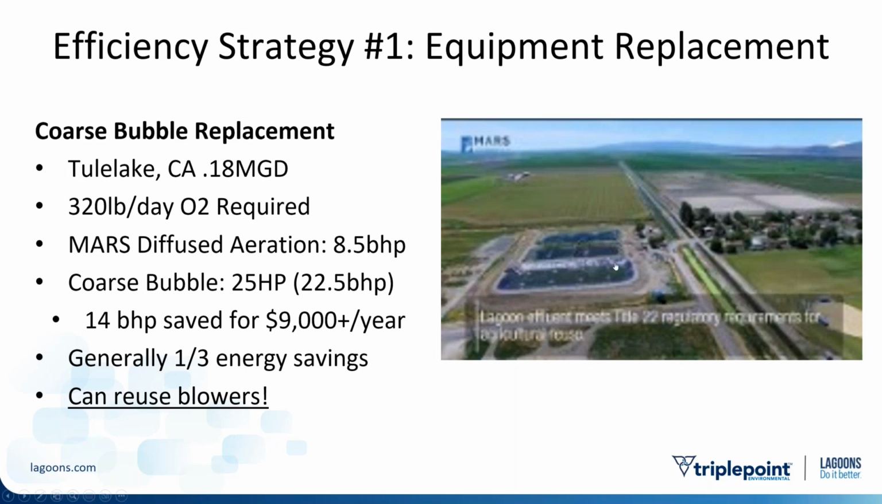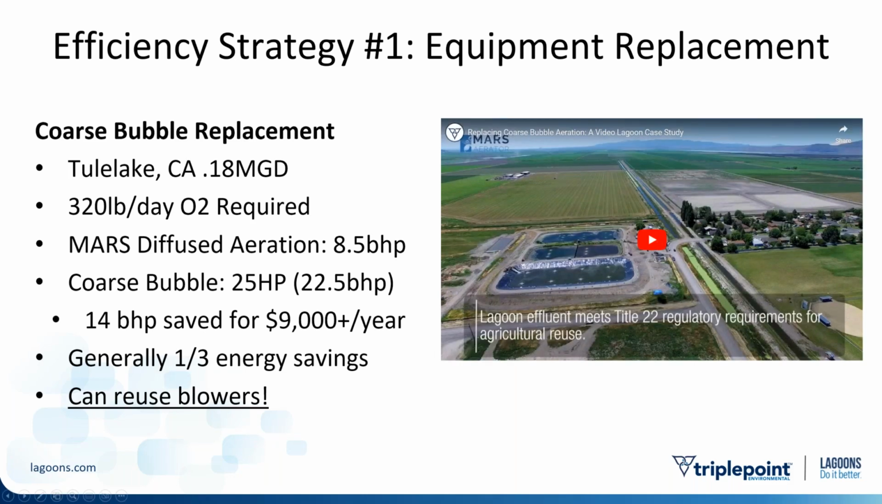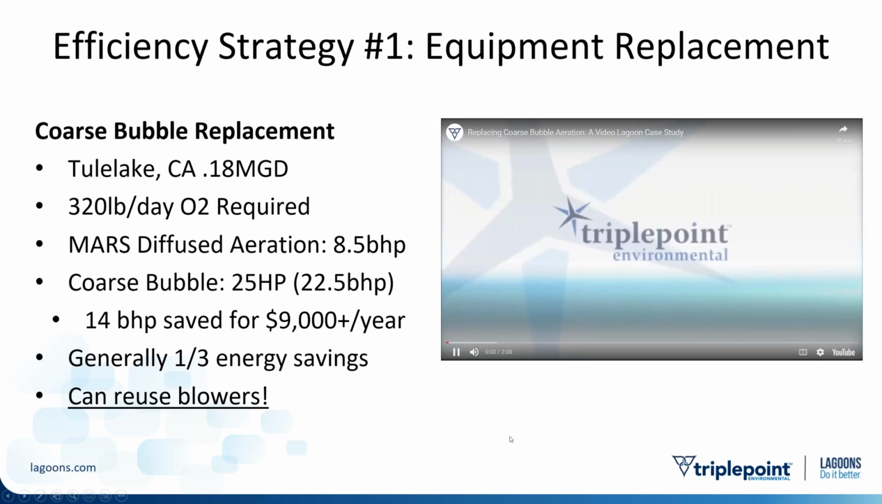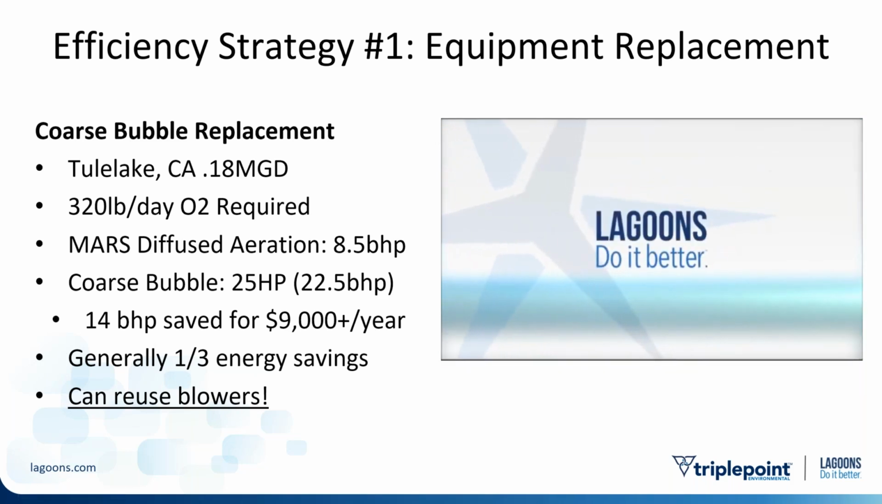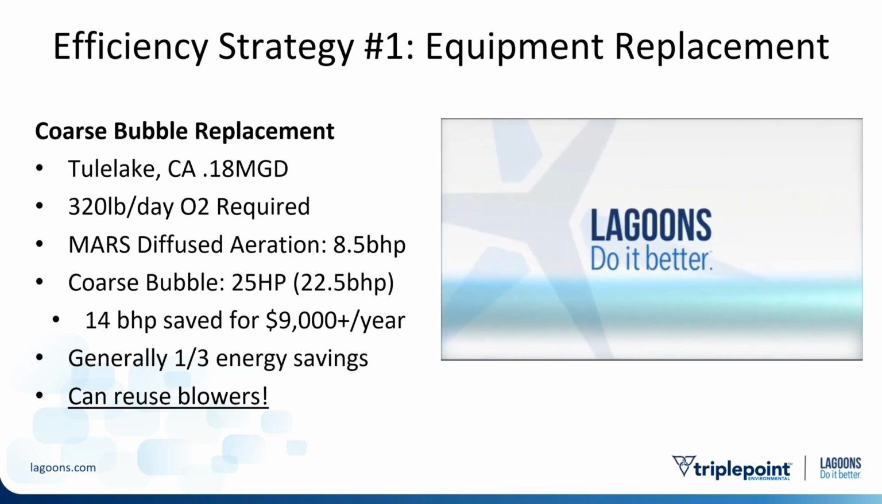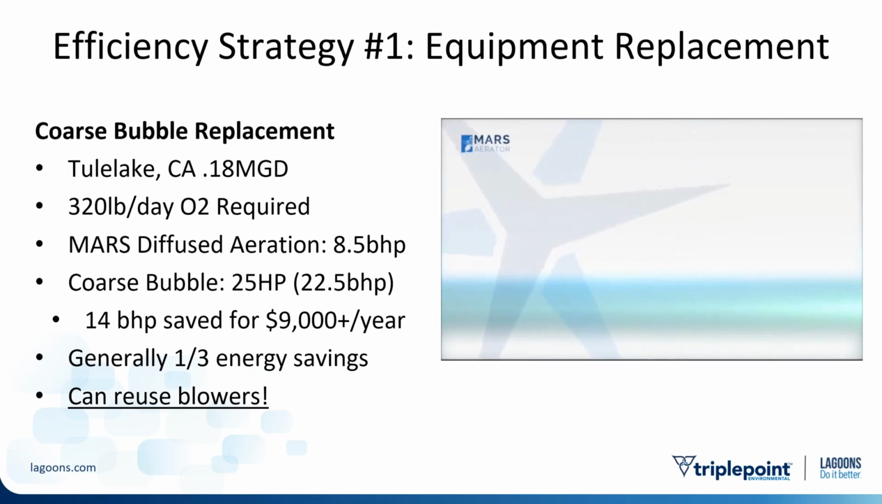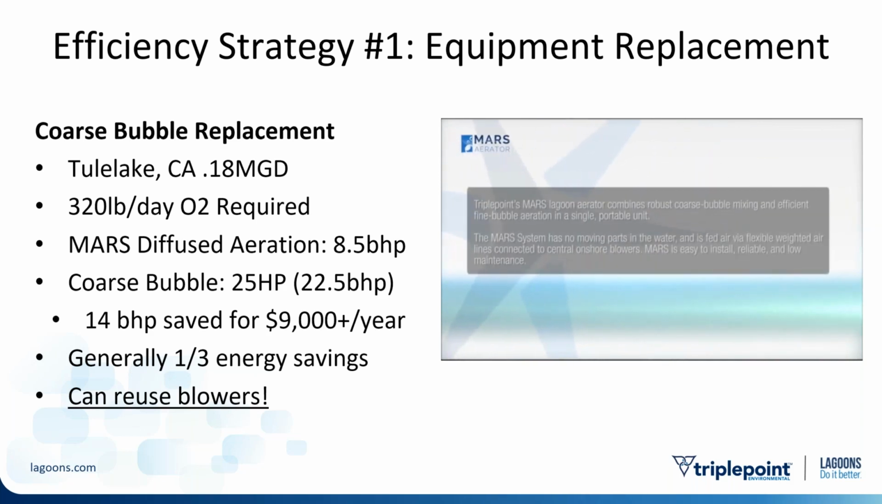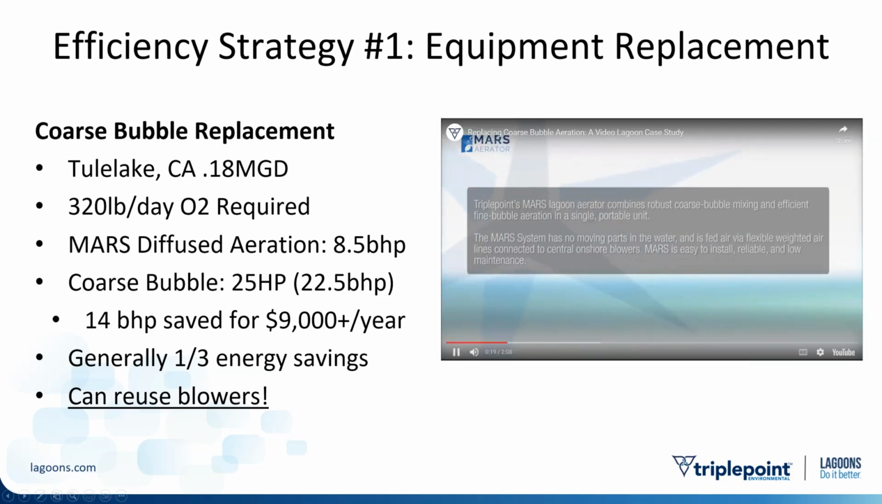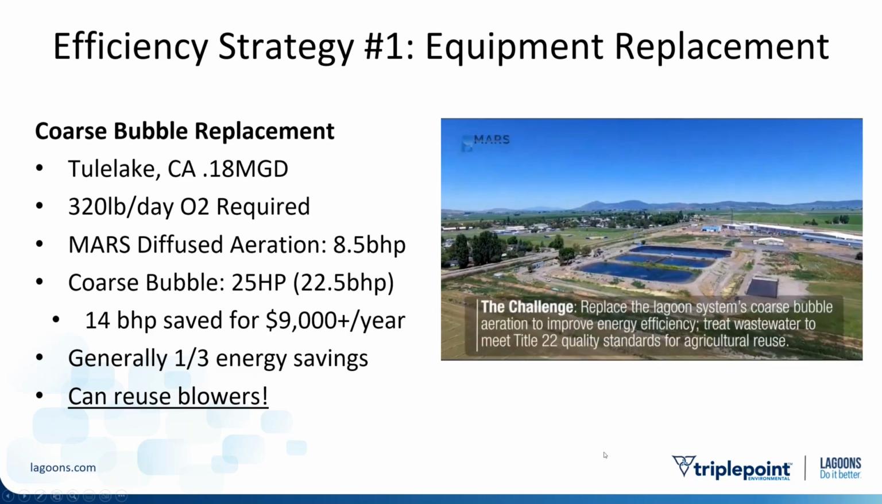Here's another plant. Let's see if this plays. Another type of upgrade that you can do if you have a coarse bubble system. This is Clear Lake, California. It's a 0.18 MGD plant. They required 320 pounds per day of oxygen, and they had a coarse bubble system that was already in existence. When we did a design with our older aerator, the Mars diffused aeration system, let's see if we can move this forward. Yeah, you want visuals.